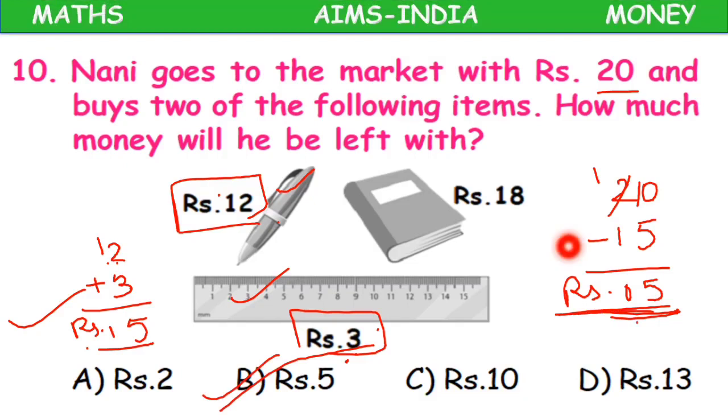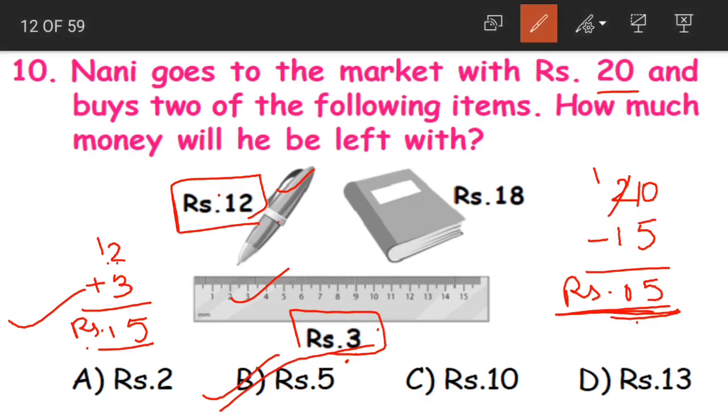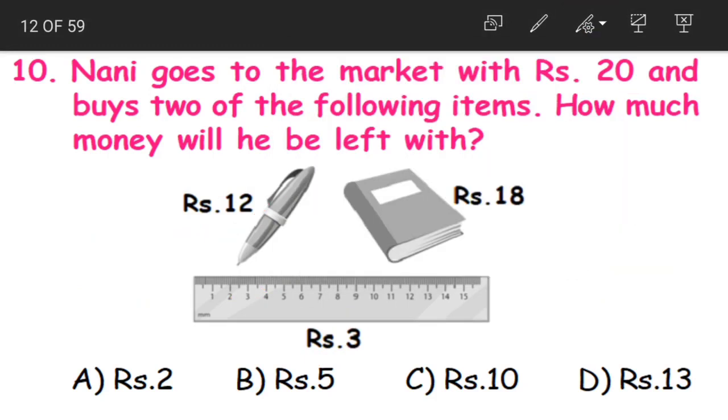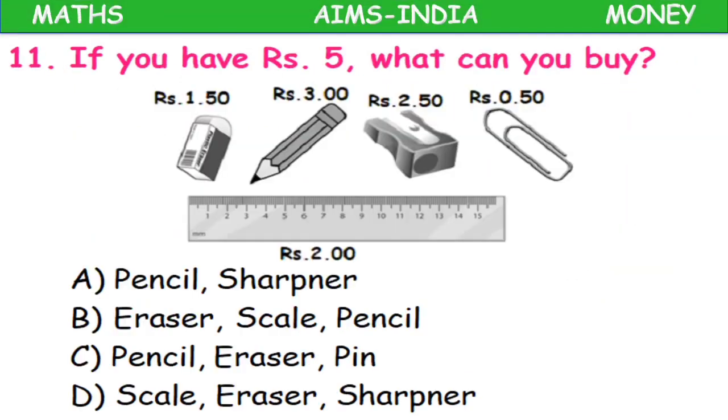So in questions like this, they will not mention which 2 items or which 3 items the person is buying. We have to try the different combinations as we have done just now and check which is possible for us to buy. Understood, children?